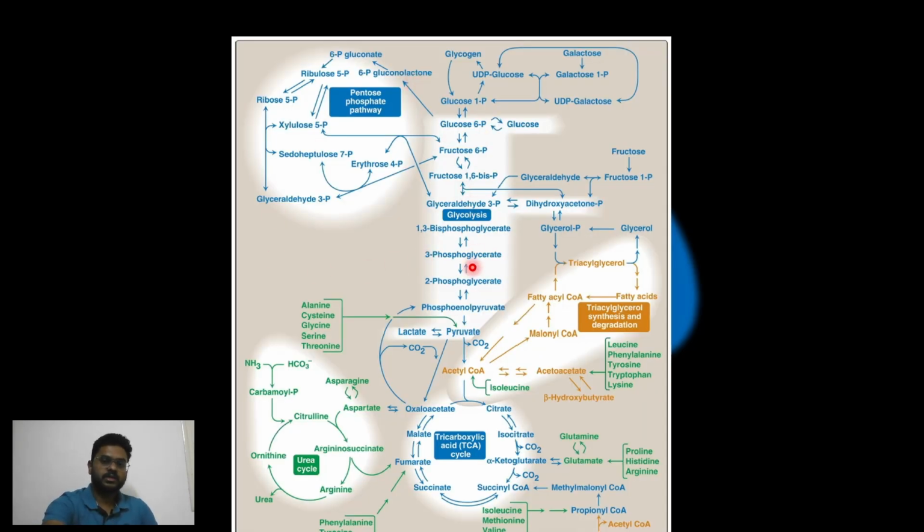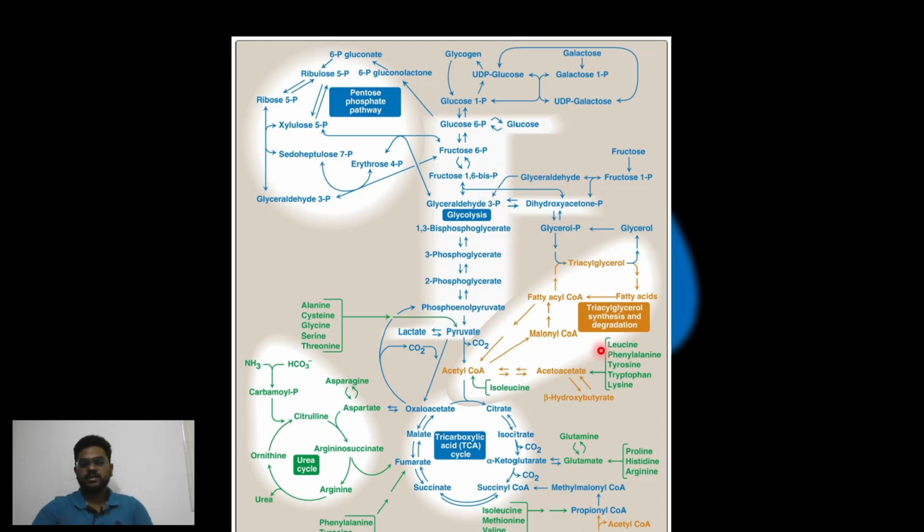So here is where we have our glycolysis. As I told you, see, this glycolysis is very important because this is the central pathway. You can see that it is present in the center, and it is related to the pentose phosphate pathway. It is related to the tricarboxylic acid cycle. This is the tricarboxylic acid cycle, and you can see it is also related to triacylglycerol and glycerol through this.